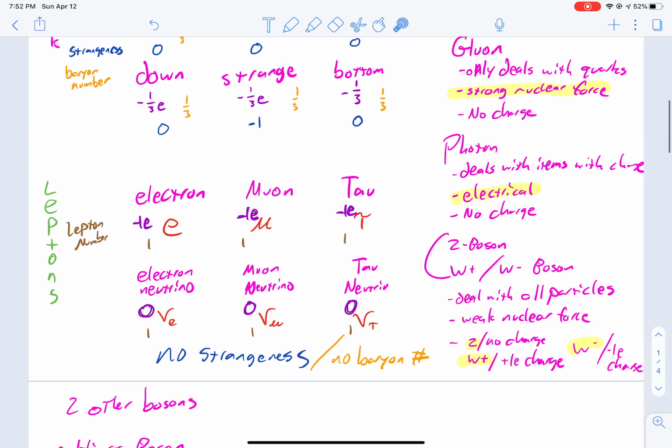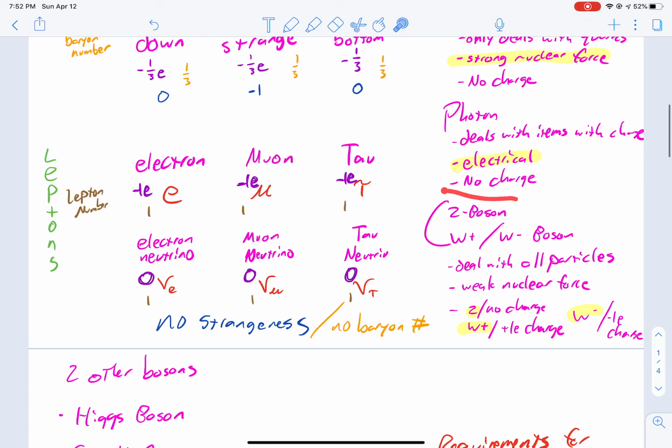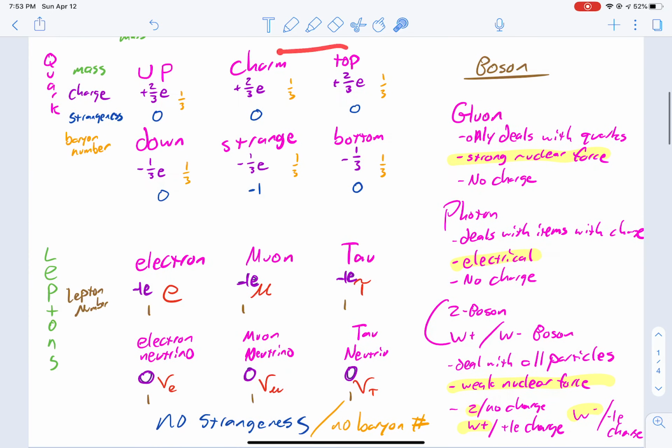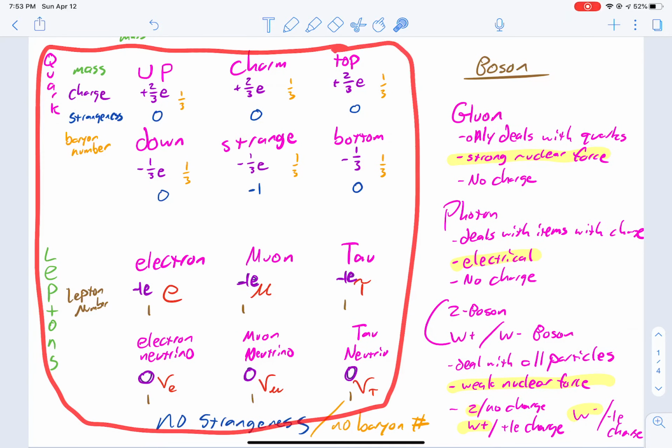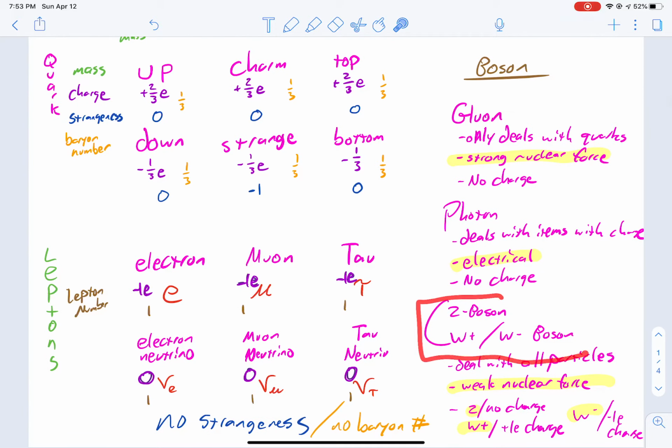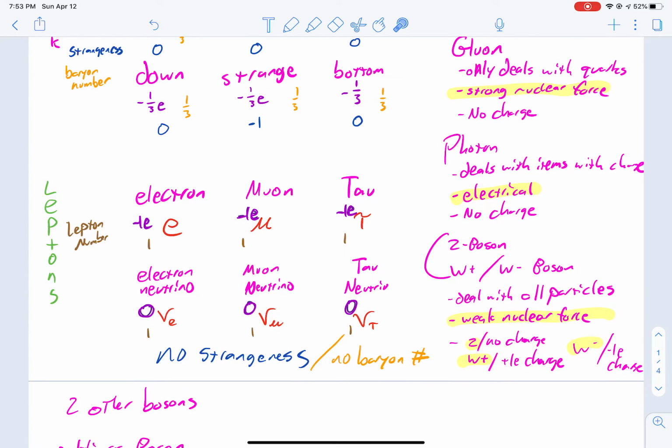The other type of boson is the three types. You have the Z boson, the W plus, and the W minus. These are all for the weak nuclear force. Now, these bosons deal with everybody, but most in particular, if you ever see a neutrino, you know that you are going to be dealing with one of these bosons down here, the Z, the W plus, and the W minus. Now, there are three of them, and you'll notice the charges really are the differentiating thing here. The Z has no charge, the W plus has a positive 1, W minus has a minus 1 charge.